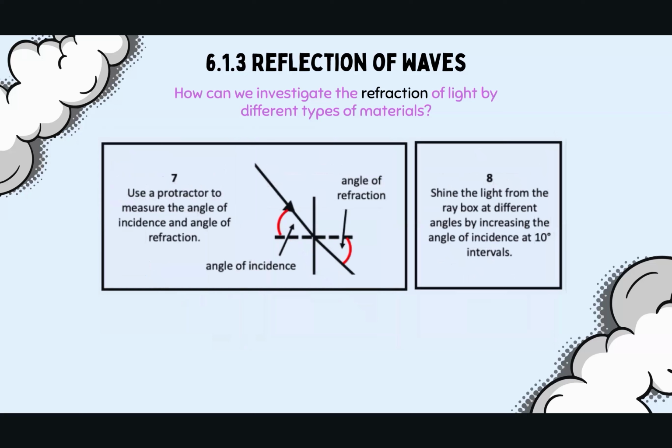Using a protractor, you measure the angle of incidence and the angle of refraction. And then you change your angle of incidence by 10 degrees each time. So you get a range of angles of incidence, and you see the impact that has on the refraction. The angle of refraction should be smaller.